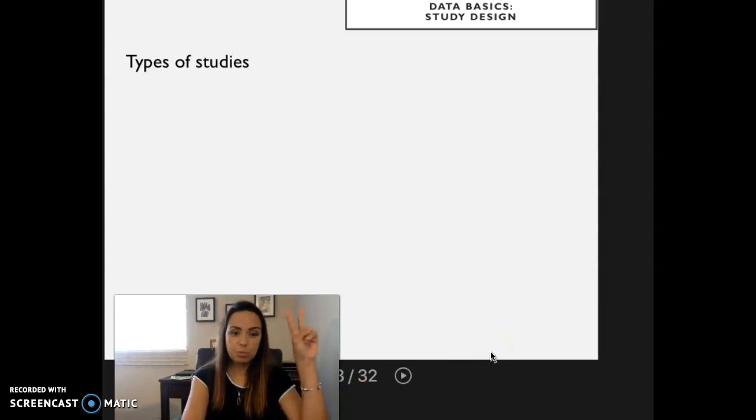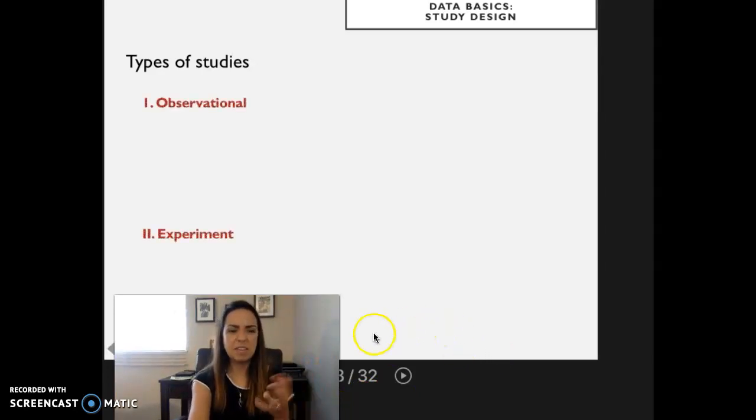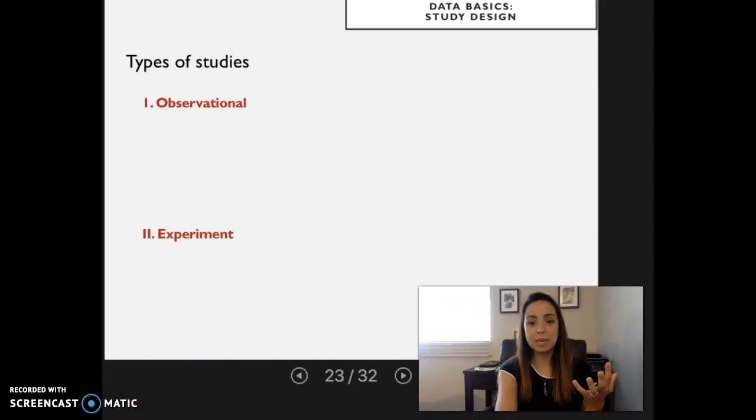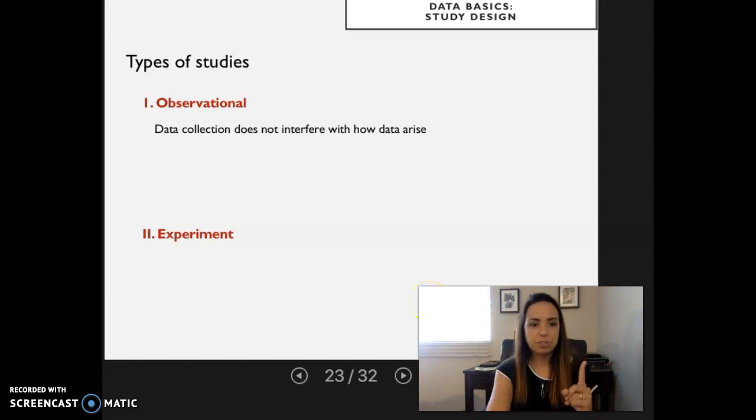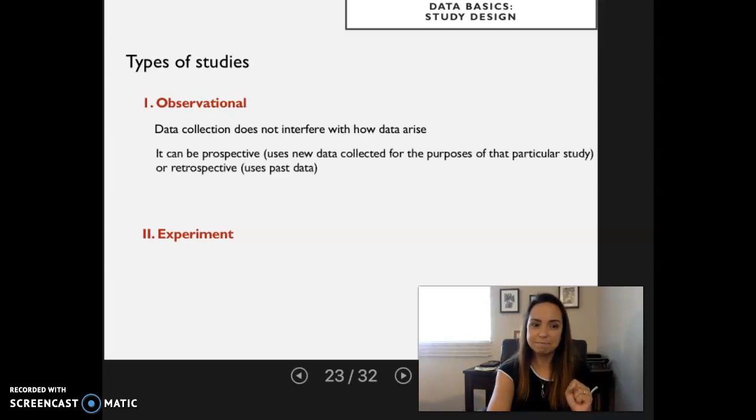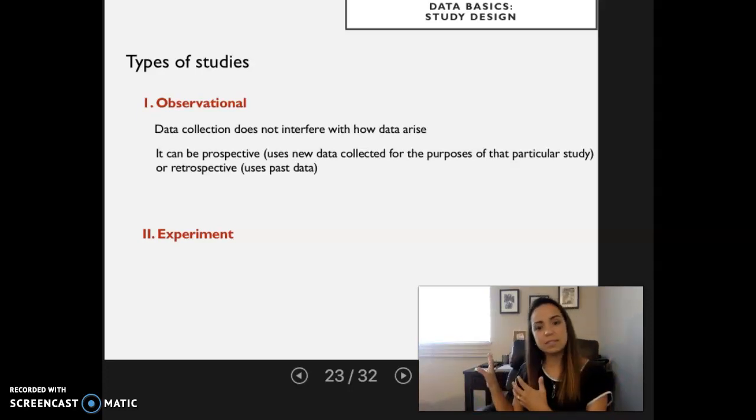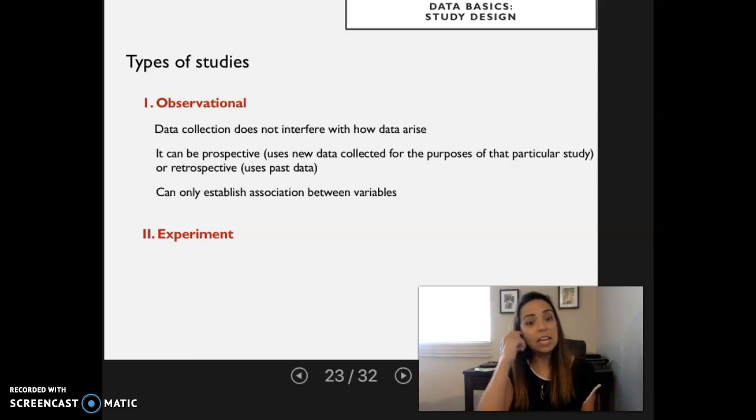Types of study. There are two primary kinds that you have to remember, because they affect the type of inference that you can make. Observational: data collection does not interfere with how data arises. It can be prospective, which uses new data collected for the purposes of that particular study, or retrospective, which uses past data. If you go to a database to find out something, you're doing retrospective, because this data is already there. It can only establish association between variables. You're not interfering with anything, you're just observing.